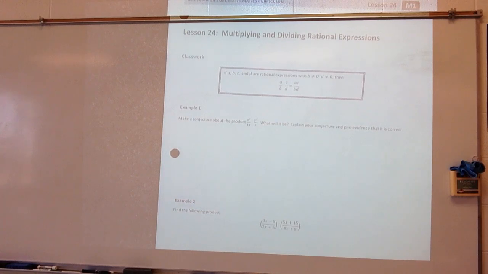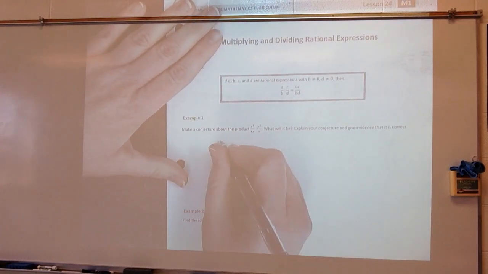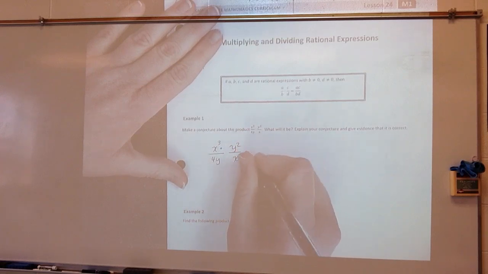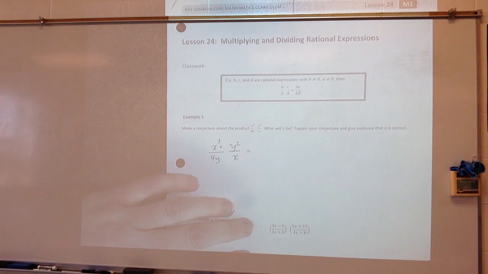Let's look at example number 1. Make a conjecture about the product x cubed over 4y times y squared over x. Explain your conjecture and give evidence that it is correct. Remember, a conjecture is basically an answer, a statement. So what would we begin by doing? We would begin by multiplying the numerators and the denominators. So x cubed over 4y times y squared over x, we're going to multiply that.